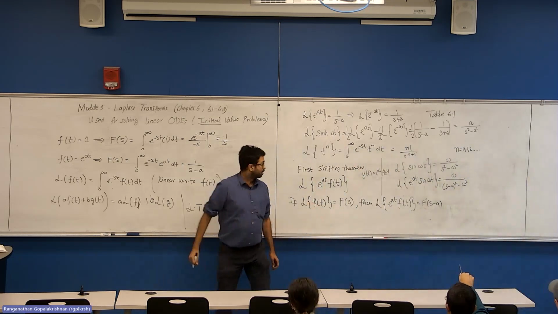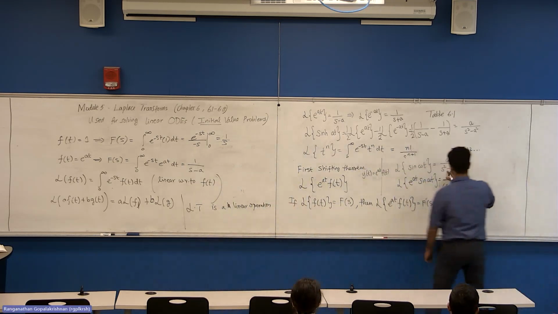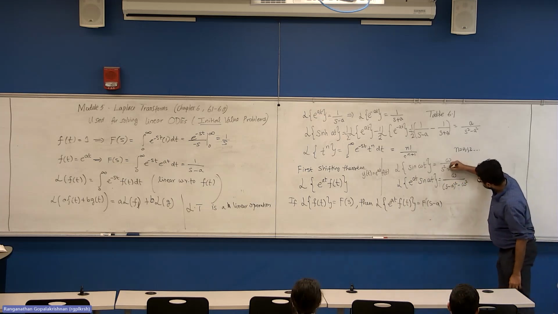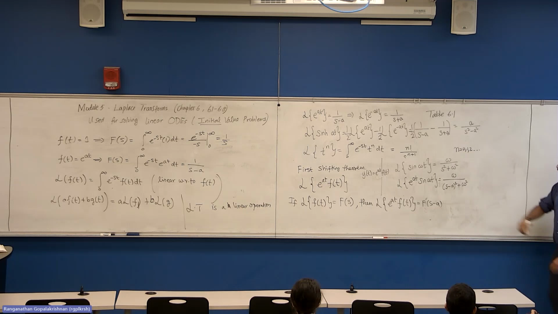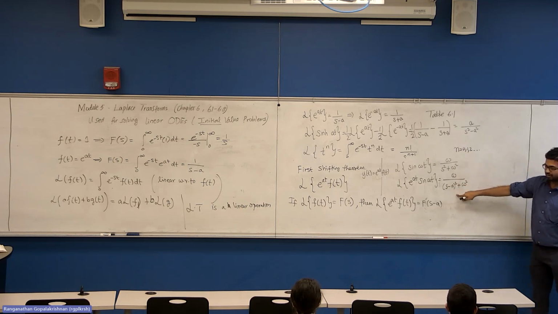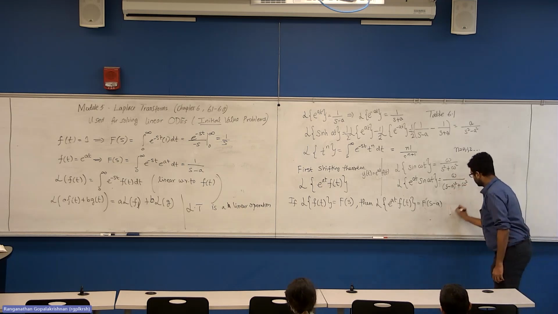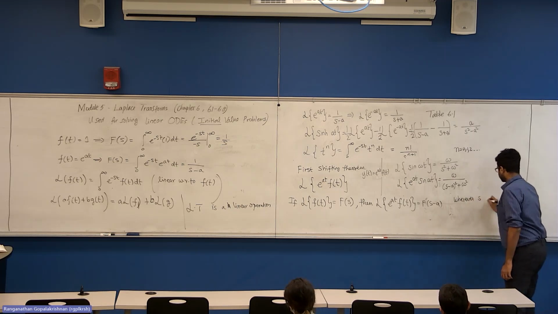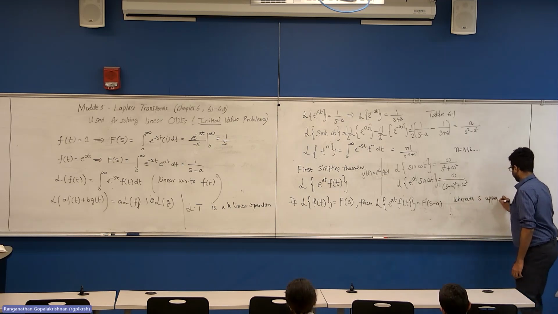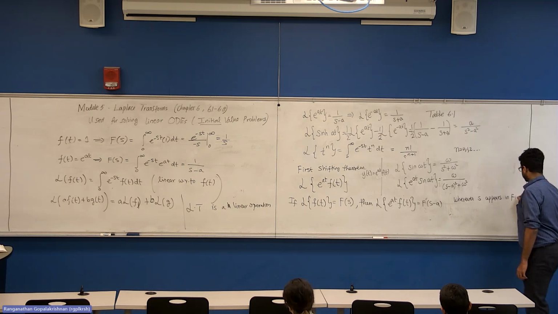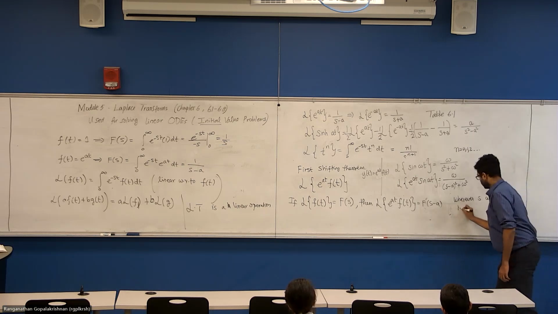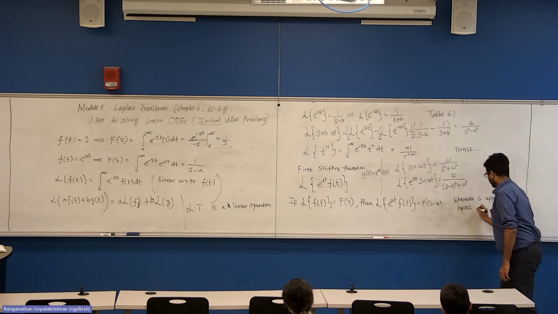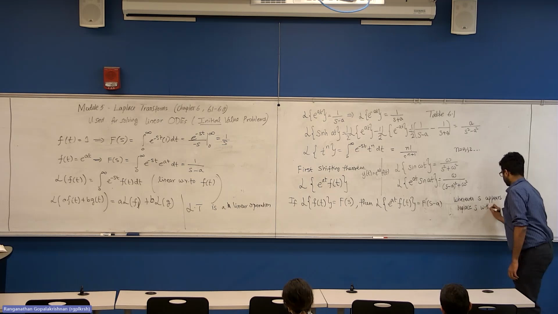Yeah, it should be plus omega squared. But the rest of the things remain the same. Wherever s appears, replace it with s minus a. So I'll write it: wherever s appears in F of s, replace s with s minus a.